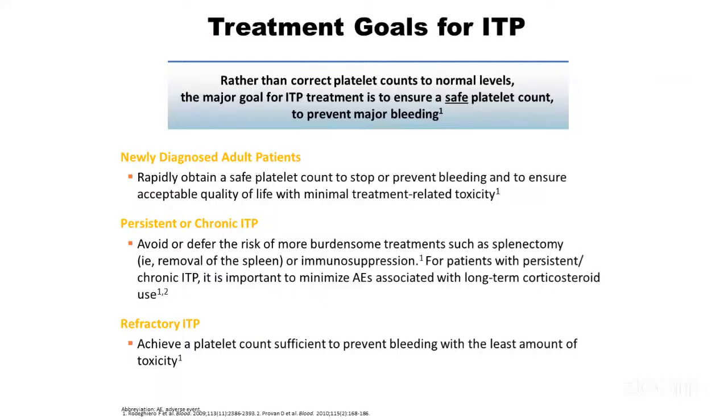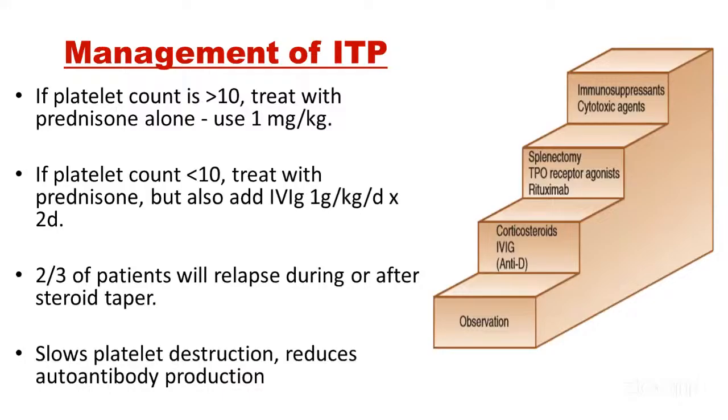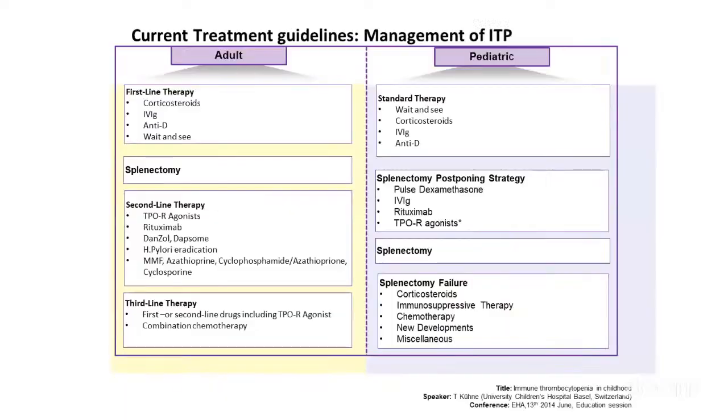We should rapidly obtain a safe platelet count. Persistent and chronic ITP I have mentioned, refractory ITP I have mentioned. So these are the gradual manifestations. Usually we start with observation, then corticosteroids, IVIG, then other options: TPO receptor agonist, rituximab and splenectomy, and immunosuppression and cytotoxic drugs. This is the current guideline for ITP management.